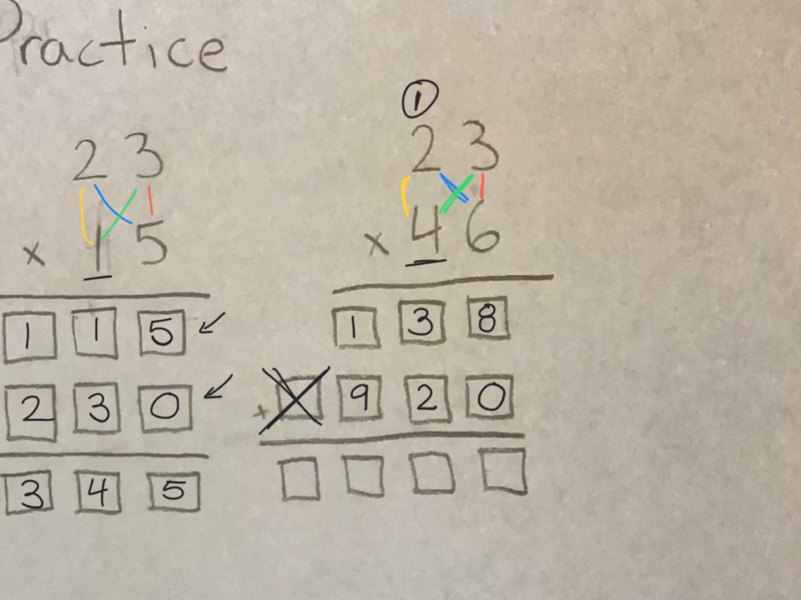So then we do our addition. 8 plus 0 is 8. 3 plus 2 is 5. 9 plus 1 is 10. So put the 0, and we need to regroup. And so we have 1,058 as our answer.